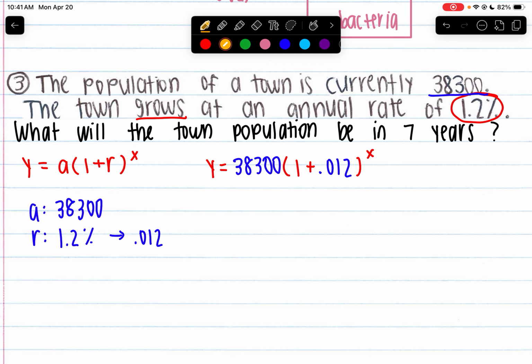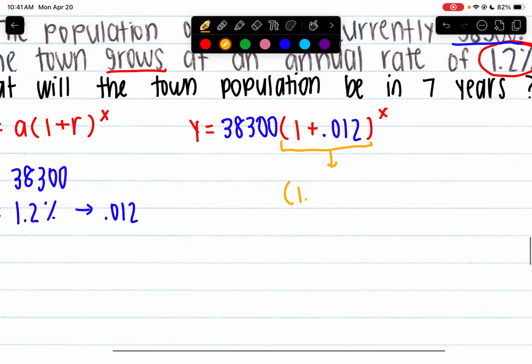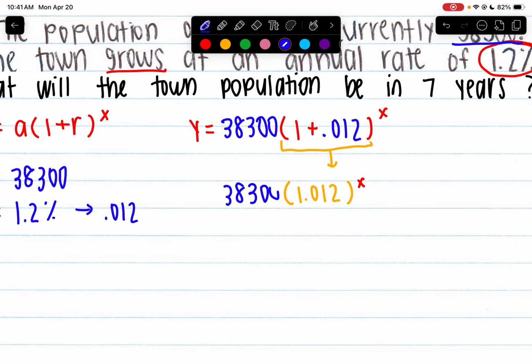Now we are going to simplify this parentheses set. We always want to simplify, especially on a STAR exam as well. 1.012 will be the simplification of that. Go ahead and bring everything else down. I know I kind of did that in a weird order, but it's survivable.